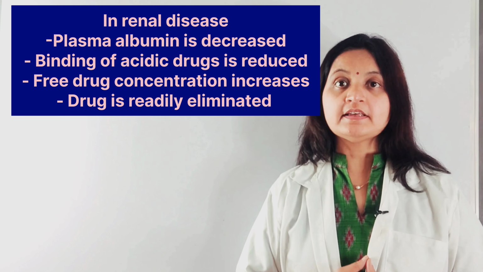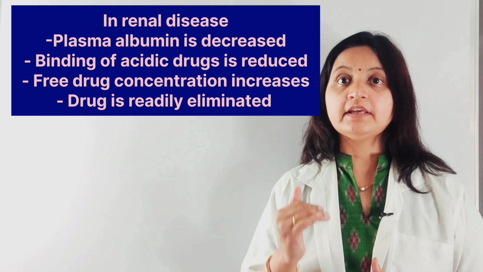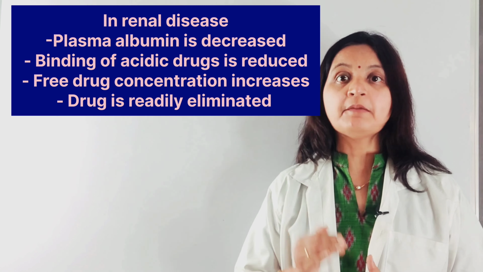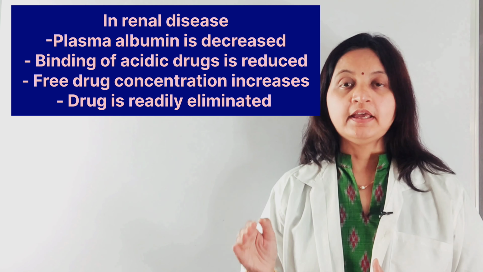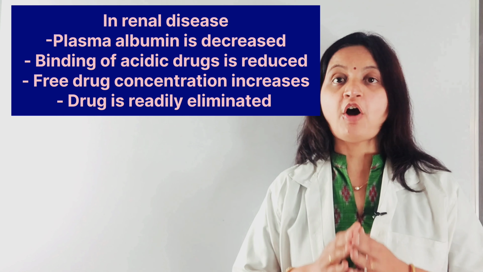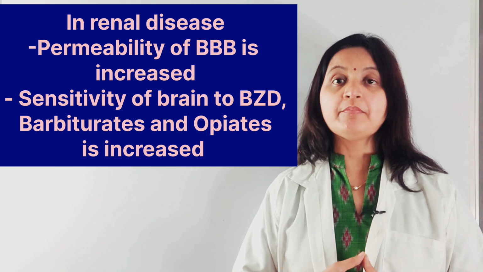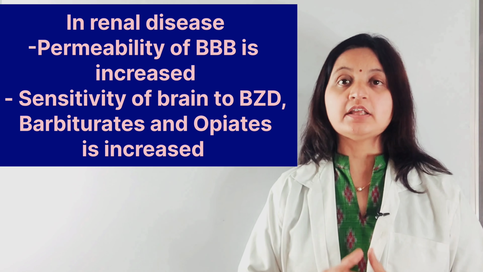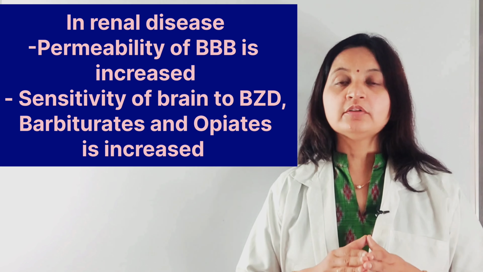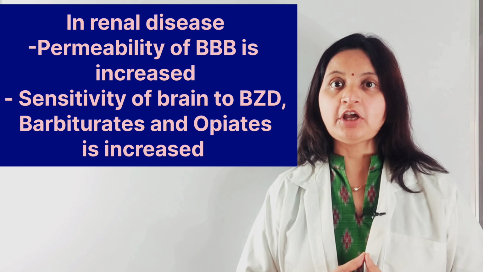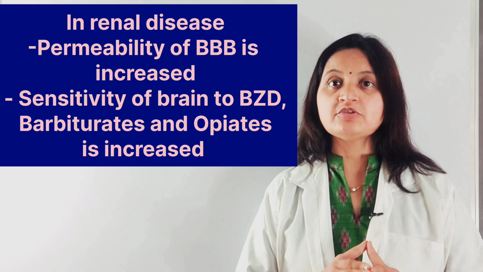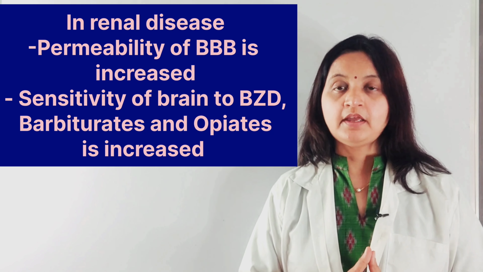In renal diseases, the plasma albumin level is decreased. So this decreases the binding of acidic drugs, thus increasing the concentration of free drug in the plasma which is readily eliminated and removed from the body. In renal disease, the permeability of blood-brain barrier is also increased. So this increases the sensitivity of the brain to barbiturates, benzodiazepine and opiates.